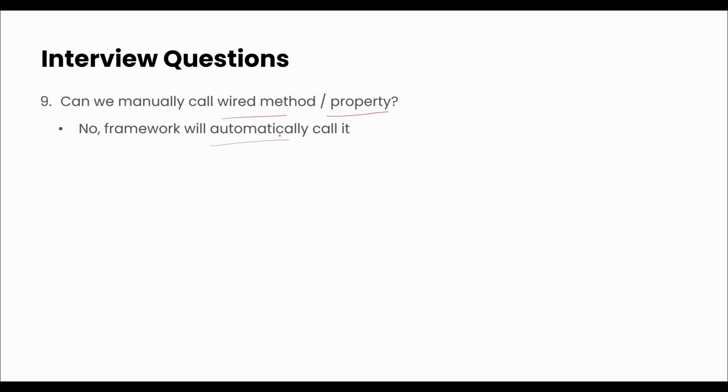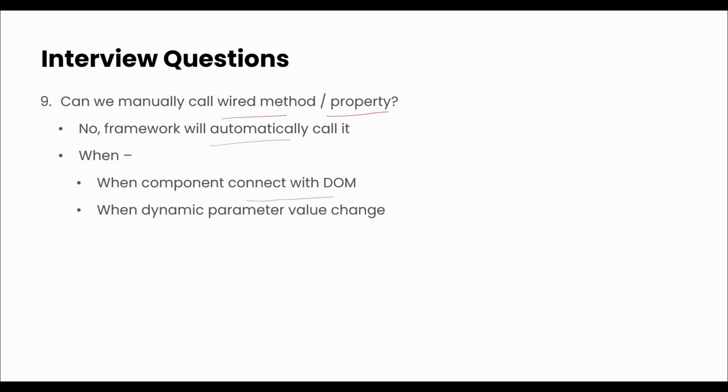Framework will automatically call them when the component connects with the DOM and when a dynamic parameter value changes. So we can say we don't have any direct option to call wired methods or properties on button click or on any other action. But if we have such a requirement, let's say you want to call a wire method on button click, then what can you do? You can just change the dynamic parameter value, as we have changed in our search button click handler. Then the framework will automatically call the wire method again.